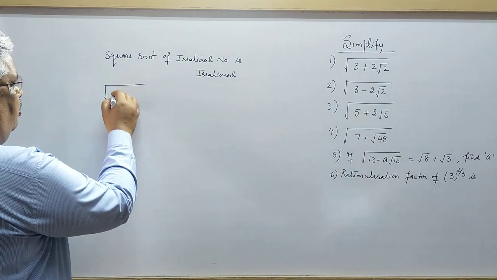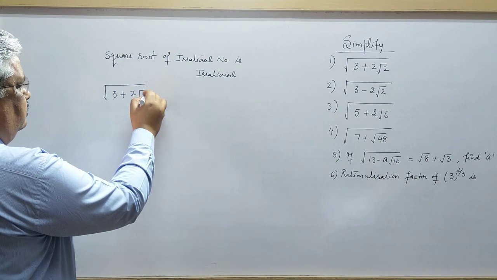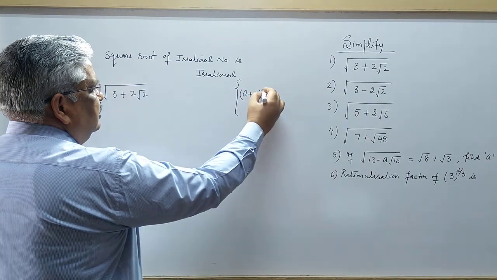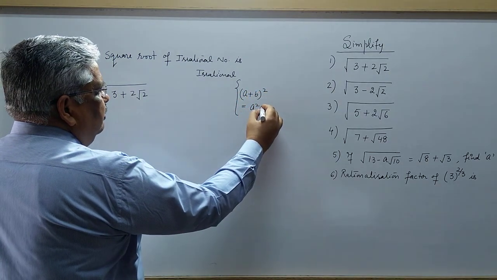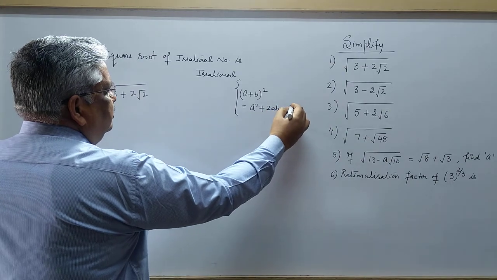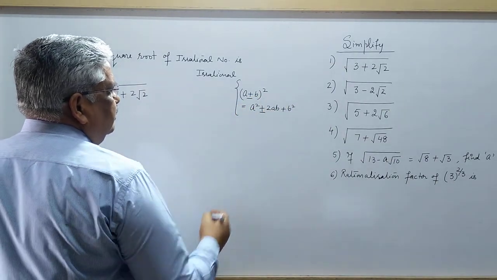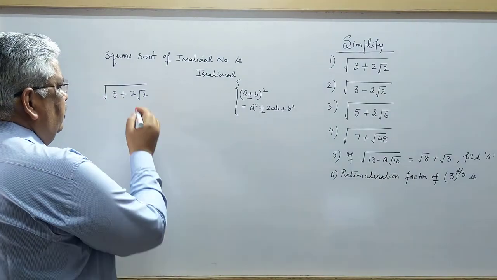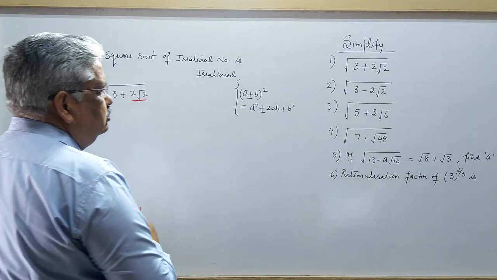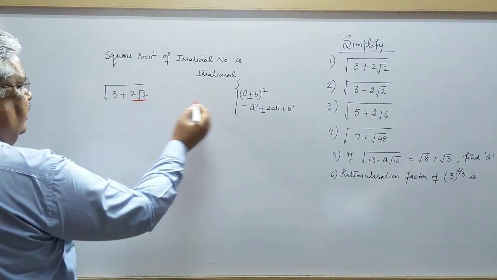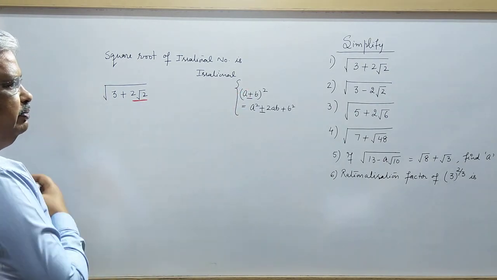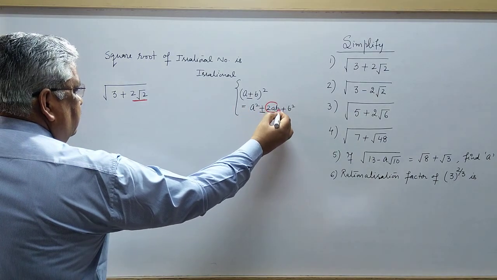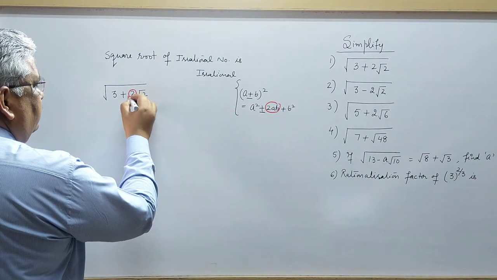And this is under root of 3 plus 2 root 2. We will use the identity a plus b whole square, which is a square plus 2ab plus b square, or we may use a minus b whole square. Now the first point is we will observe this 2 root 2. And this is a plus sign, it means I will use the identity of a plus b whole square. And this is 2ab, I need the 2 outside the bracket.